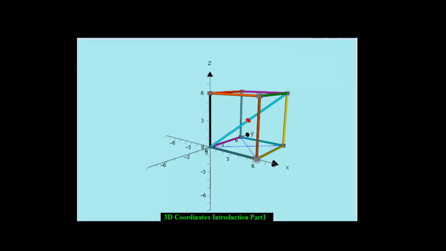Okay? What about this one here? It's 6 that way, x value 6, we're not going that way, 0 y value, and 6 z value. Well, that's just to give you a taste of what's to come.